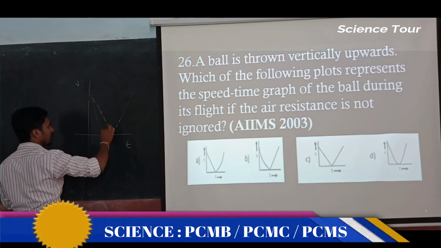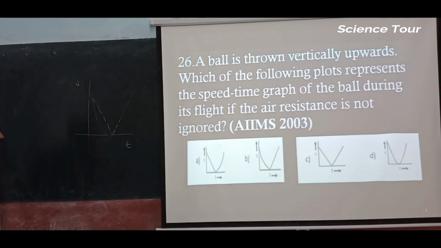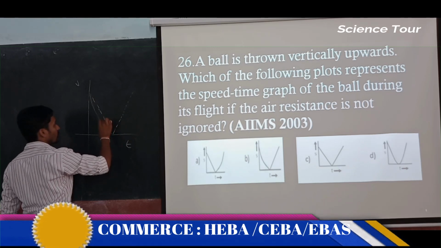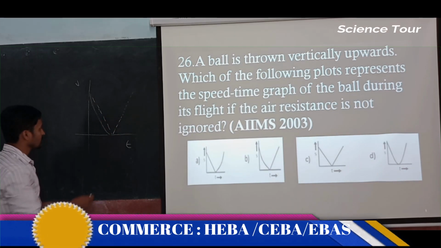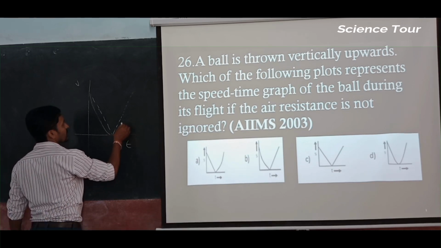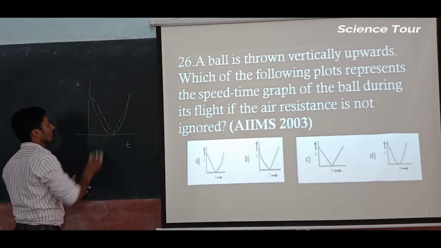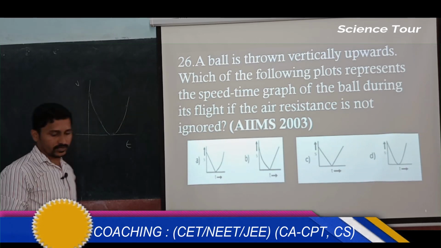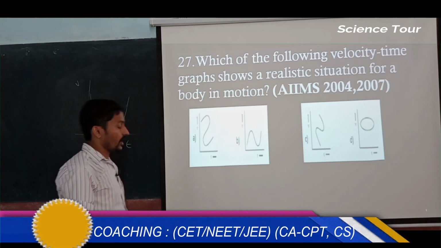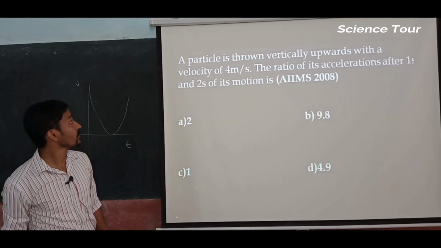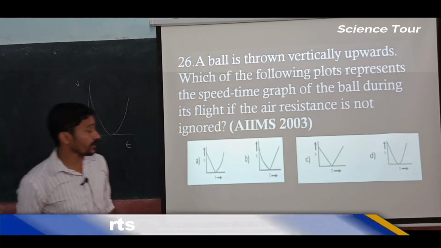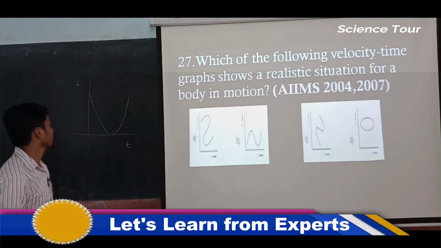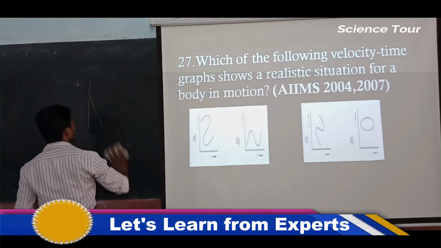Time is less like this. Within less time the velocity goes on and becomes zero, like this, and coming down also takes less time. So I can write it in this way. This is the general concept, and that becomes the answer for that. The answer is D. Go to the next question.